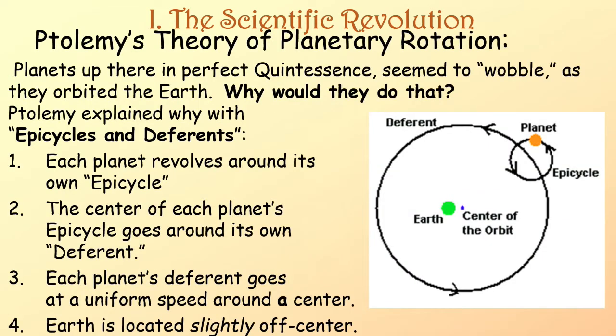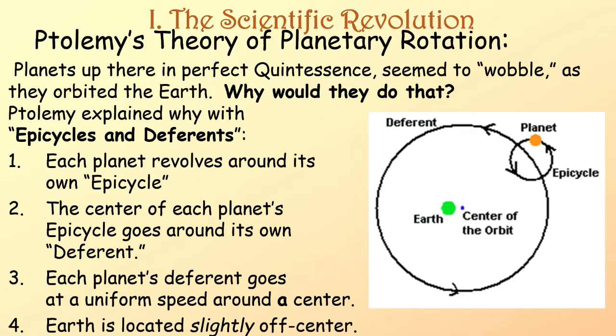So Ptolemy's theory of planetary motion went like this. Planets, they're up there in this perfect quintessence, but they seem to wobble as they orbit the Earth. Now, why would they do that? Ptolemy explained why with this idea of epicycles and deferents. Each planet revolves around its own epicycle, and the center of each planet's epicycle goes around its own deferent.